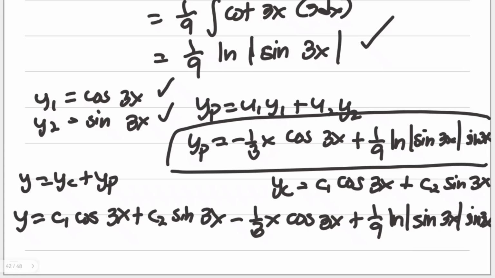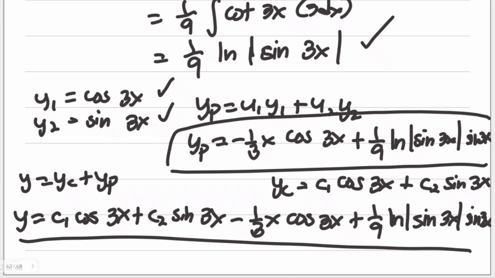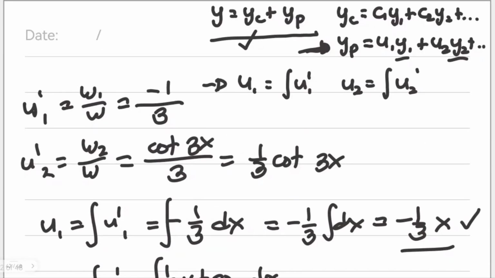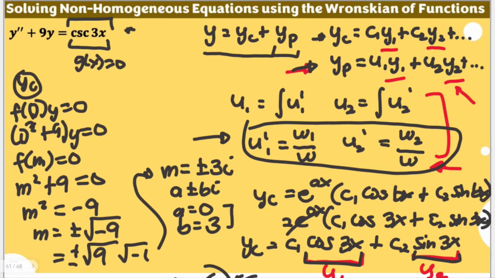That's okay with me. This is now the final solution of our given equation, and as mentioned, our given equation here may not be solved using the trial particular solution, the table presented in the previous video. So this is why we're using the Wronskian functions.